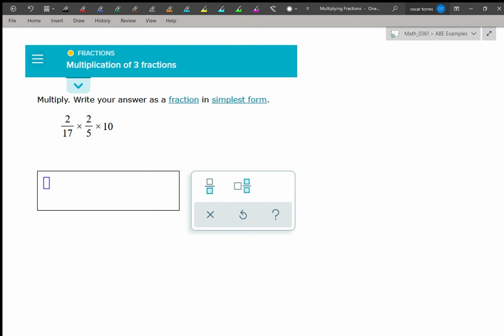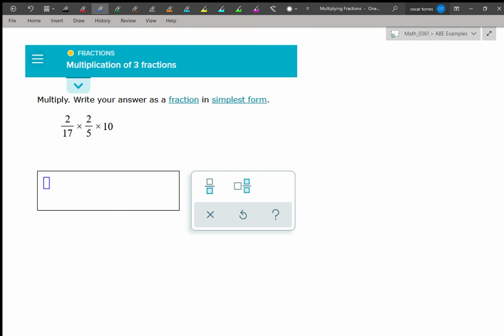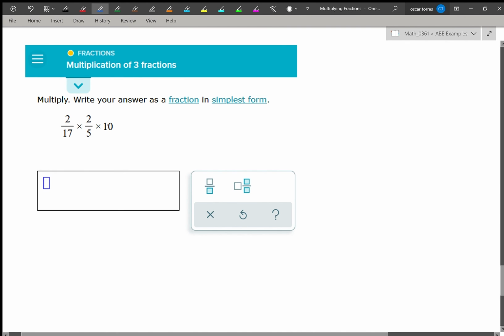For this problem, we also have 3 sets of numbers, except one of them is not a fraction, it's just a whole number. Anytime we have this situation where we're multiplying fractions together, and you have this whole number by itself, we want to turn that whole number into a fraction to make the problem easier to work with. To turn any number into a fraction, we can put it over 1.